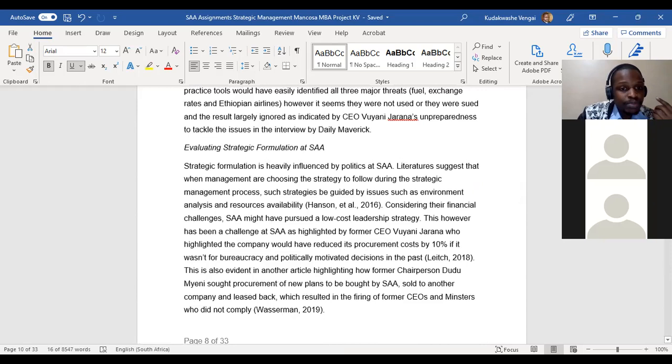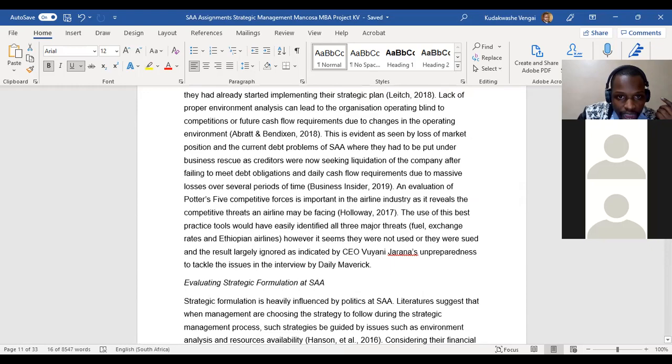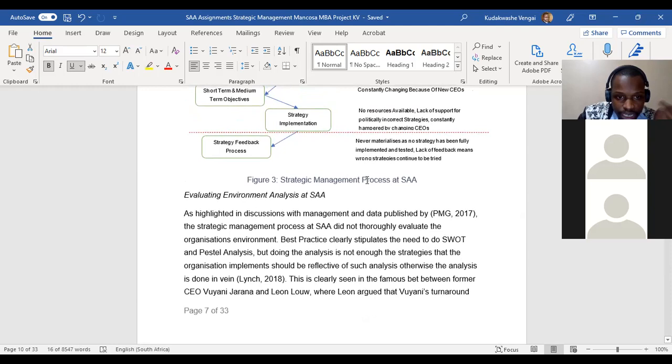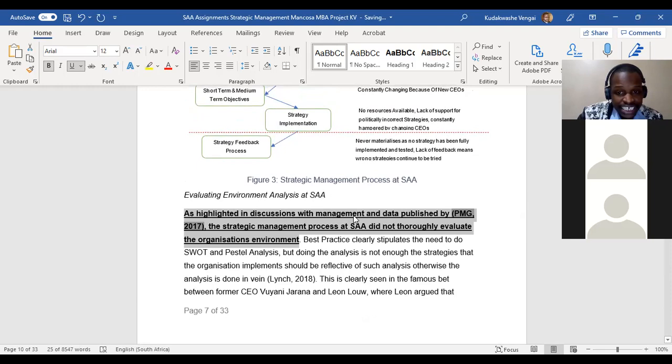Under my assessment over here, right? Now I can highlight, look, for example, let's see, what did I talk about? You can see here, this statement that I've included, where I now say, as highlighted in the discussion with management, the discussion that I did with the management in SSA, right? And data published from the strategic management process, SSA did not thoroughly evaluate the organization's environment. So that's a weakness that I've identified.